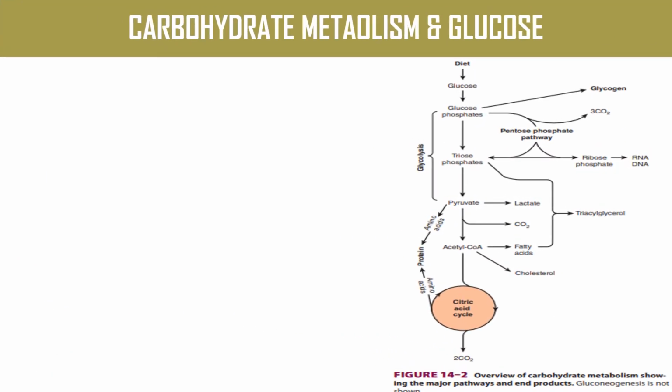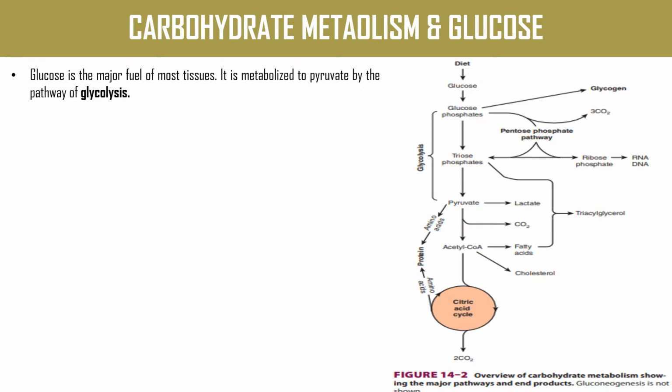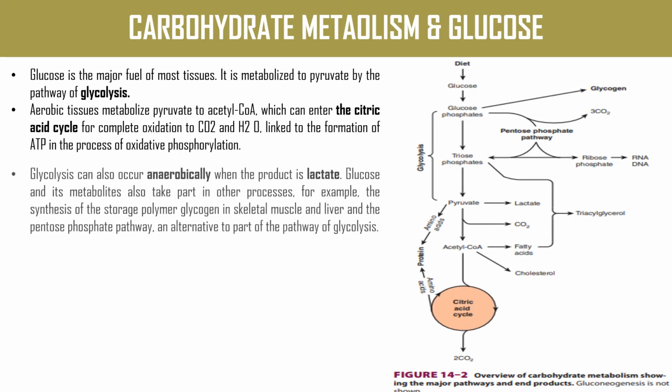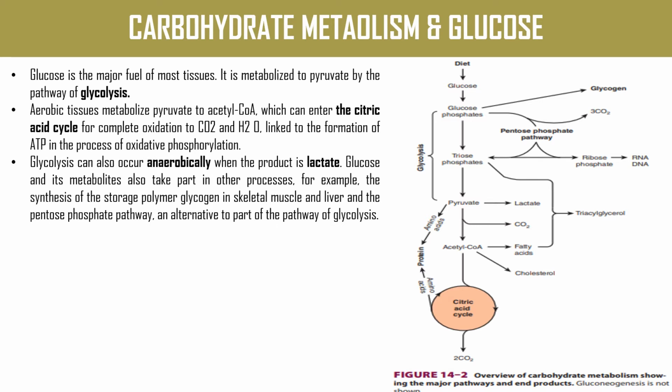Carbohydrate metabolism and glucose. Glucose is the major fuel of most tissues. It is metabolized to pyruvate by the pathway of glycolysis. Aerobic tissues metabolize pyruvate to acetyl coenzyme A, which can enter the citric acid cycle for complete oxidation to carbon dioxide and water, linked to the formation of ATP in the process of oxidative phosphorylation. Glycolysis can also occur anaerobically, when the end product is lactate.